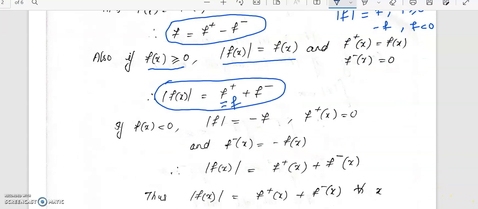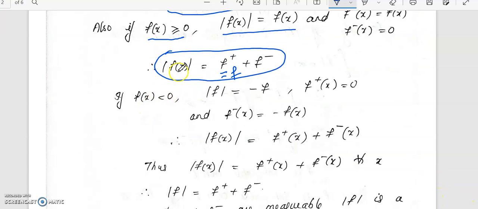ഇനി അതുപോലെ f less than or equal to 0 ആവുന്ന കേസിൽ നമുക്ക് mod f നെ f plus f minus എന്ന് എഴുതാൻ പറ്റും. അപ്പോൾ നമുക്ക് f less than 0 ആവുമ്പോൾ mod f ന്റെ വാല്യൂ minus f ആണ് കിട്ടേണ്ടത്. അപ്പോൾ f less than 0 ആവുമ്പോൾ f plus ന്റെ വാല്യൂ എന്താവും, 0 വരും, plus f minus ന്റെ വാല്യൂ minus f ആയിരിക്കും വരുന്നത്. So that will be 0 minus f which is equal to minus f.